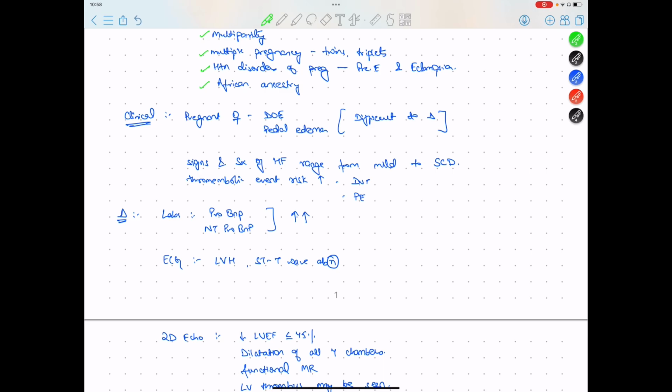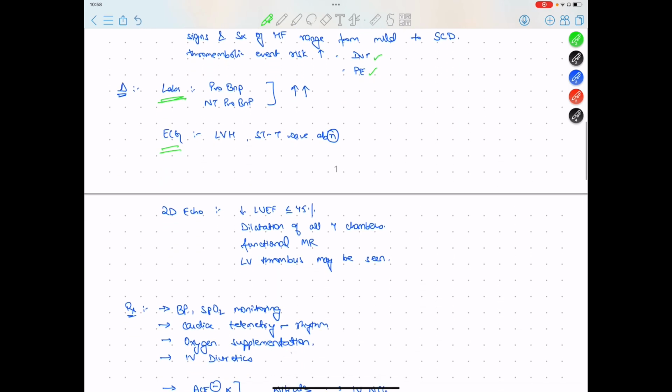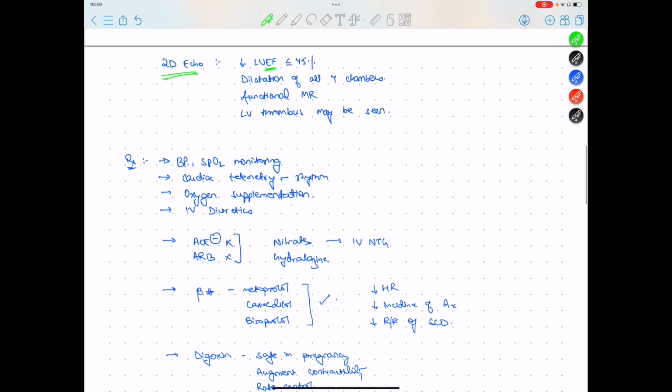So the signs and symptoms of heart failure may range from mild to sudden cardiac death. Thromboembolic event risk is also increased, for example, DVT and pulmonary embolism. Lab values include proBNP increased and NT-proBNP also increased. ECG suggestive of LVH and ST-T wave abnormalities. 2D echo suggestive of decreased left ventricular ejection fraction and dilatation of all the four chambers, functional MR and LV thrombus may be seen.